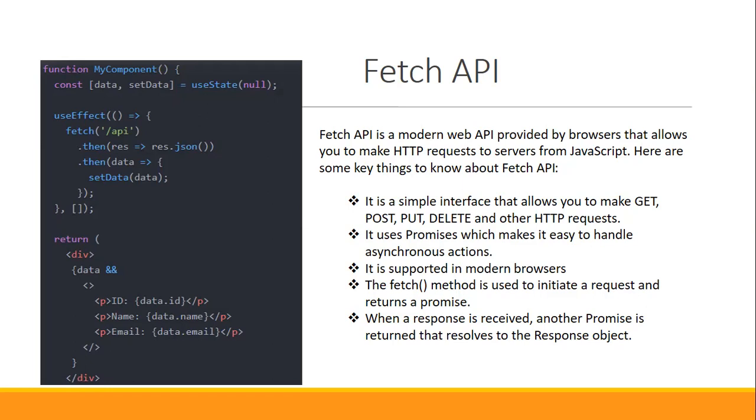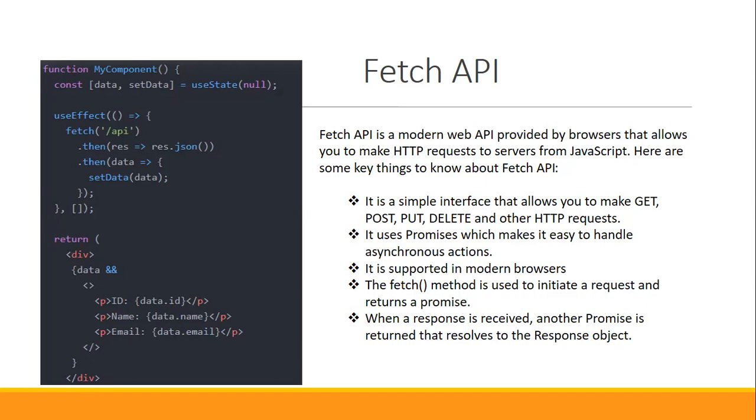The fetch method takes one parameter, a URL, where you want to send the request, and it returns a promise, which you handle with then. What if the promise resolves and what if the promise rejects? So .then, .catch, .finally you can put as per your requirement. When the response is received, another promise is returned that resolves the response object.